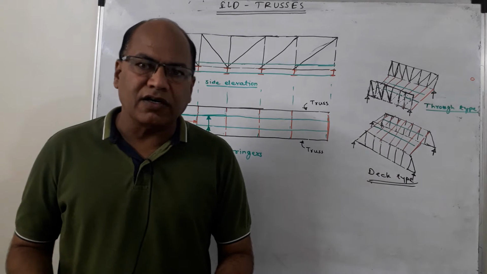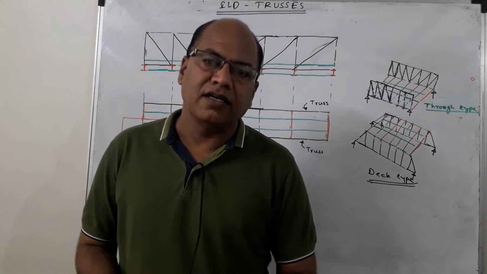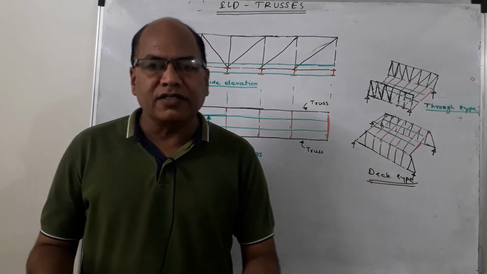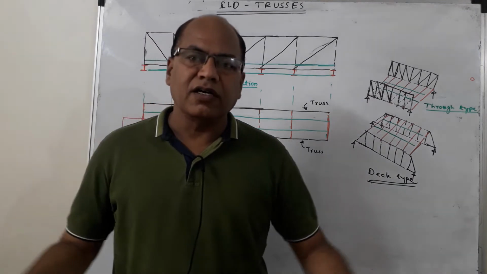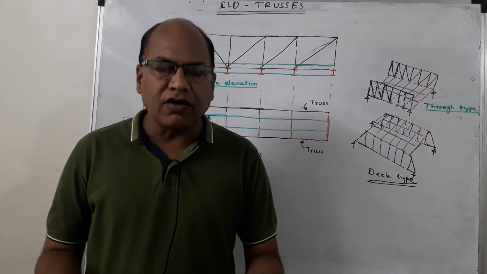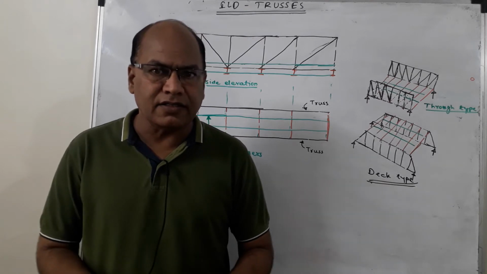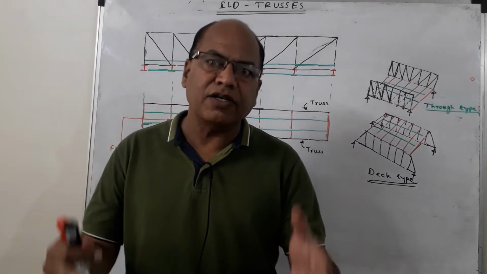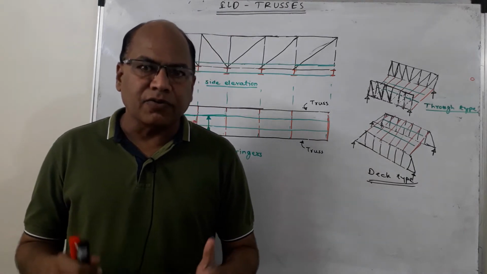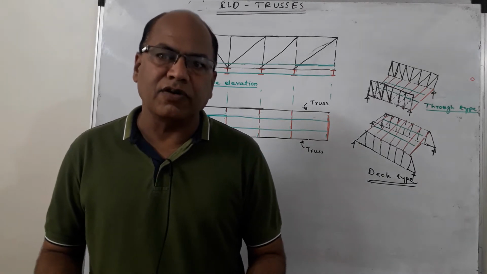Now before going for the ILD for the members of a bridge truss, let us understand the bridge floor system first. In bridge floor system, a concrete floor is provided along the roadway or the railway. This concrete floor is supported by means of steel beams called stringers, which are laid along the length of the roadway or the railway. These stringers are in turn supported by means of cross beams called cross girders or floor beams.